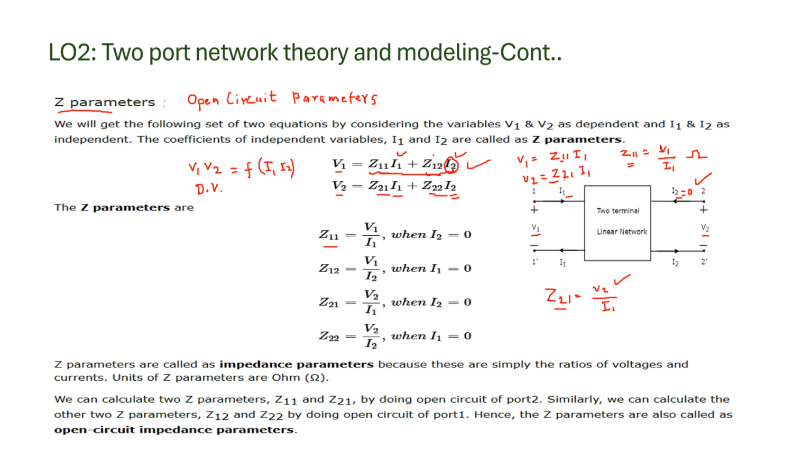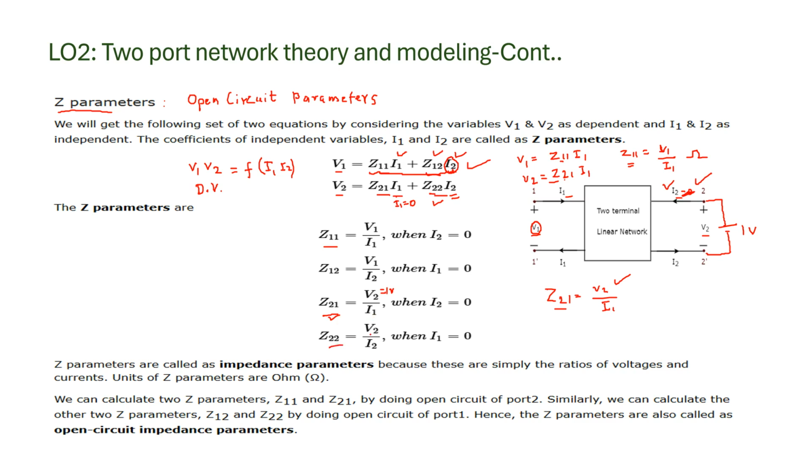Similarly, how can we find the Z12 parameter and Z22 parameter? In that case, we have to keep I1 at 0. So keep the input port open and apply a voltage at this output port from any source. For example, you can apply a reference voltage of 1 volt, and you find out this I2 current here by connecting an ammeter. Find the V1 voltage at this point by a voltmeter. Then you can find Z12 by this ratio: V1 divided by I2, with I2 you are measuring by connecting an ammeter, then we will get the Z12 parameter.